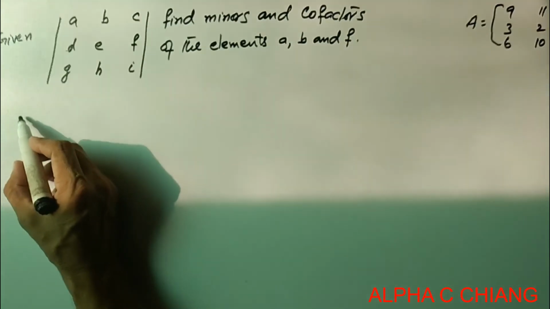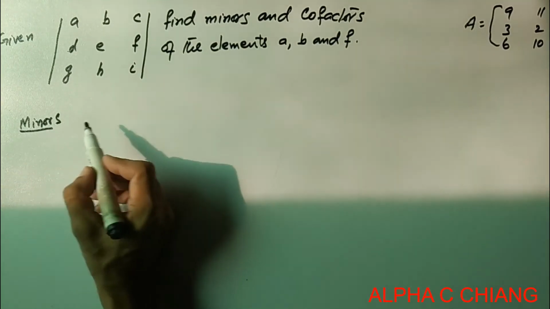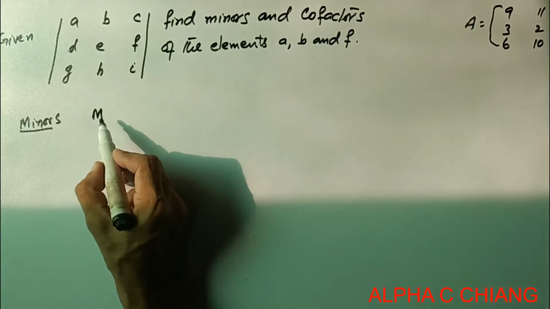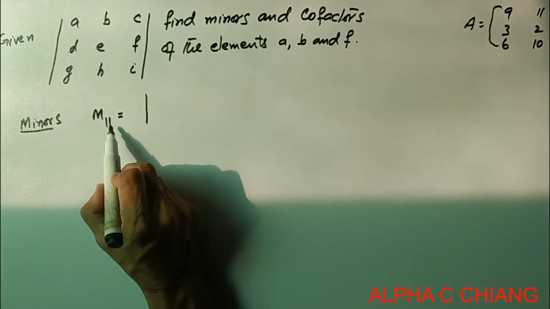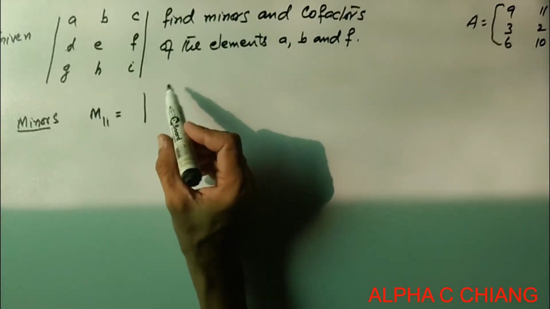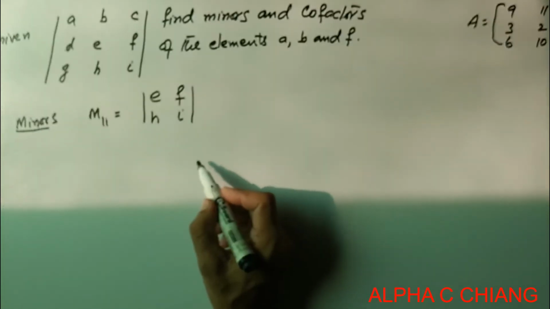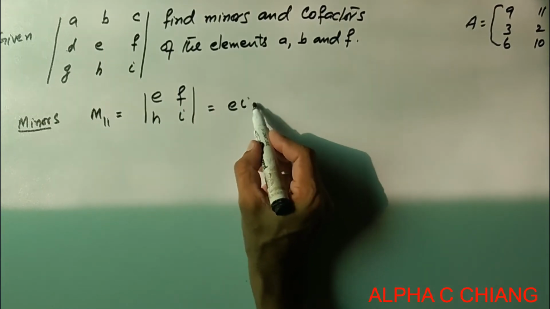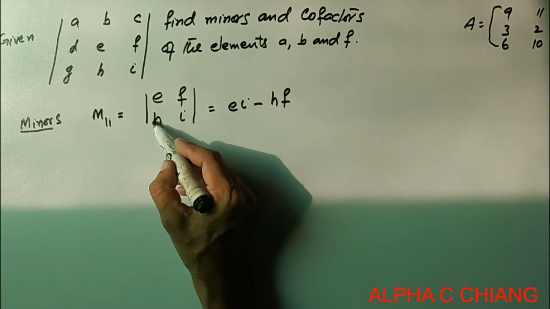So first of all, I start with the minors. First I have to calculate the minor of the element A, so I will write M11. For M11, I have to leave the first row and first column. The remaining elements are E, F and H, I. Now we have to solve this determinant: EI minus HF. That is EI cross multiplied, and from here HF.